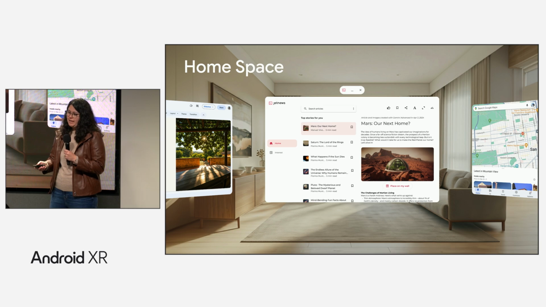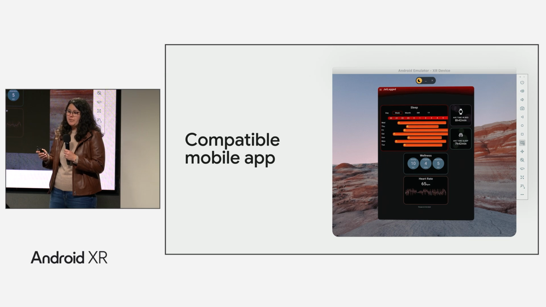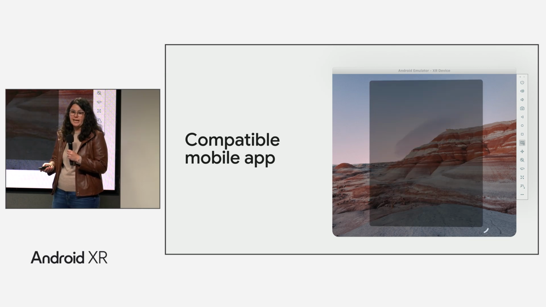When you first put on a headset, you're welcomed by Homespace. Homespace enables side-by-side multitasking with other apps. By default, all Android apps open in a single panel in Homespace. If your app hasn't been optimized for large screens, it will display in portrait mode without resizing capabilities.